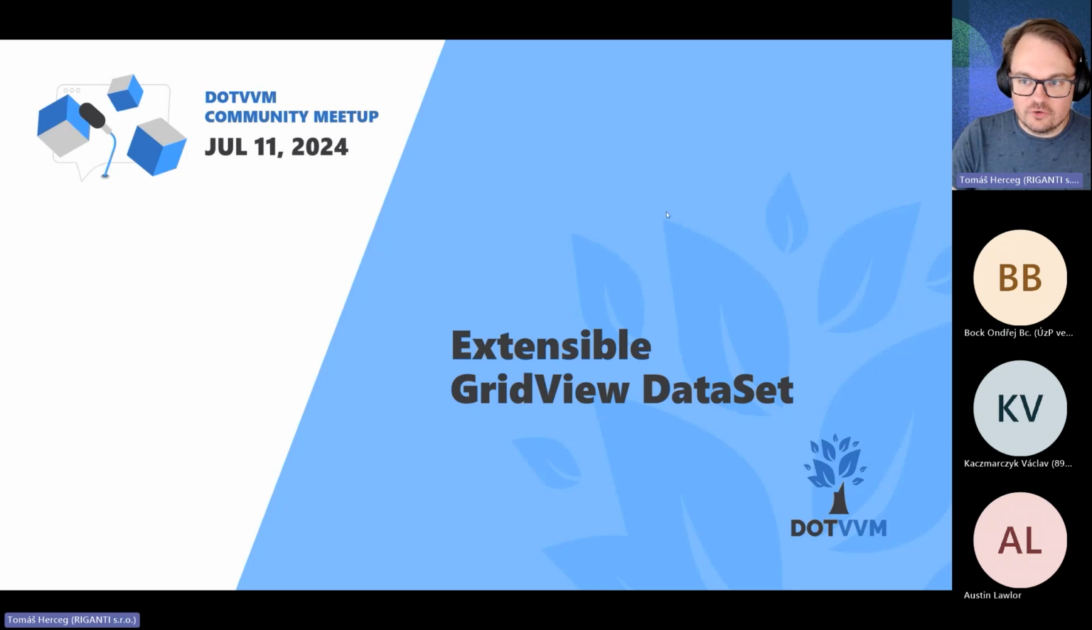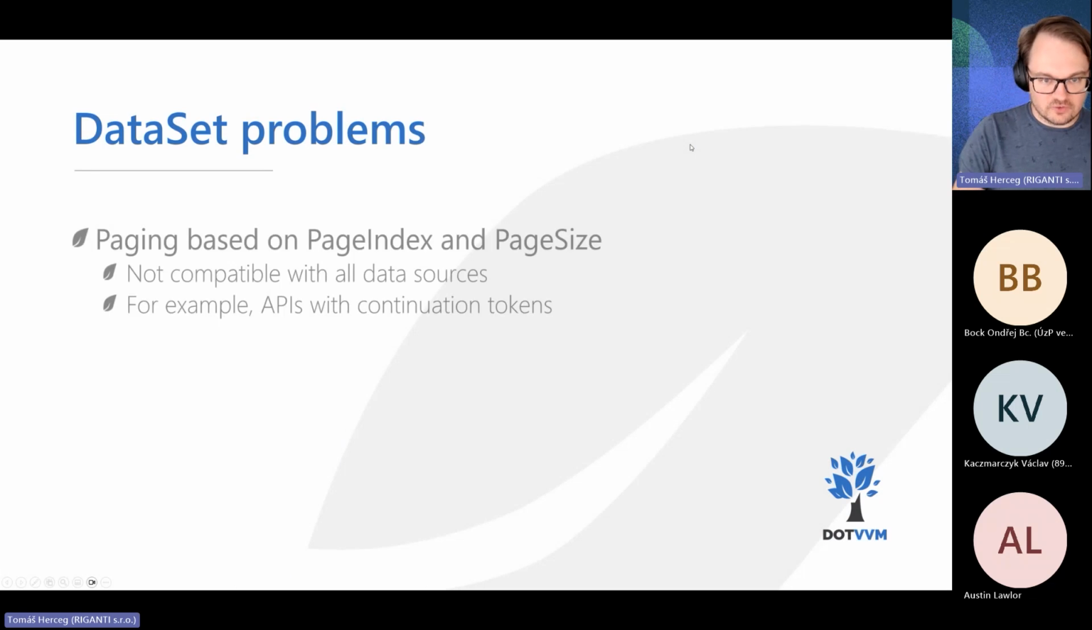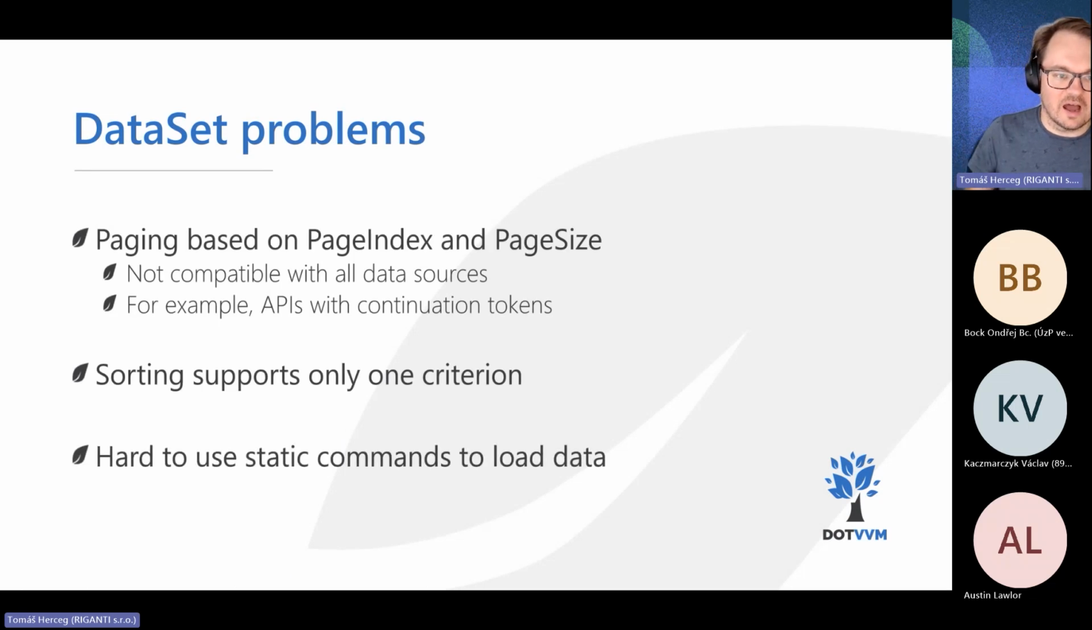Before I show the demo I have prepared, let's briefly see what problems we perceive with our datasets right now. I assume you are probably using the GridView dataset class or the business pack dataset, which inherits from GridView dataset. At the beginning of DotVVM, we put in some opinionated defaults. We thought that would be good enough for most users.